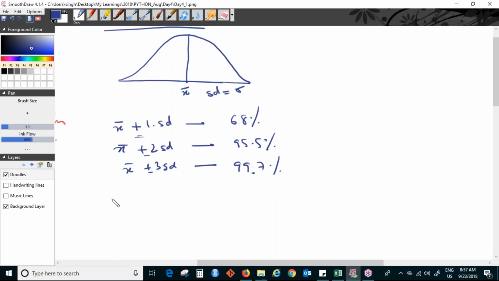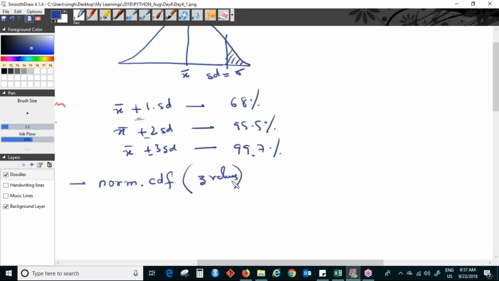The formula that we saw yesterday in Python was norm.cdf, the cumulative distribution function, and then we wrote the z values. So we'll talk about z values now. We used to give the z values to calculate the probabilities, or the proportion, you can say. Okay. So what are z values?